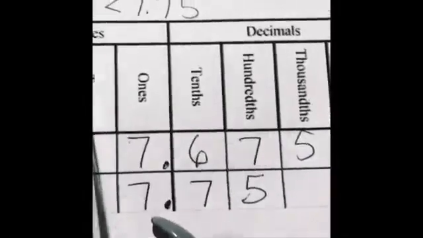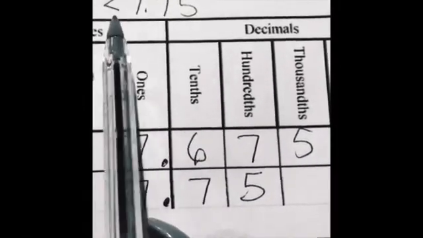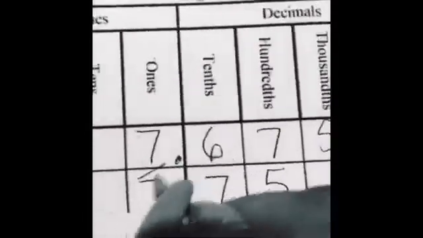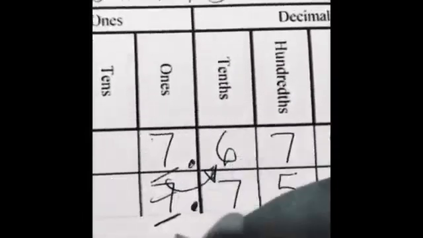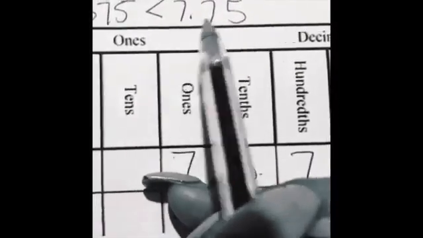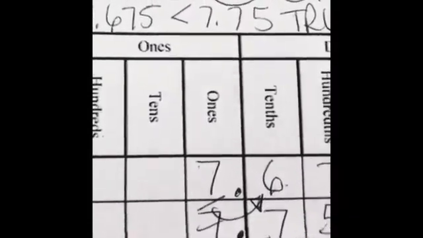Now let's look at the last answer choice. 7.675 is less than 7.75. All right, let's see. The place is the same, so I'm going to change the game. The 6 is less than 7, so that means 7.675 is less than 7.75. So that is true. So the only answer that is not true is H.